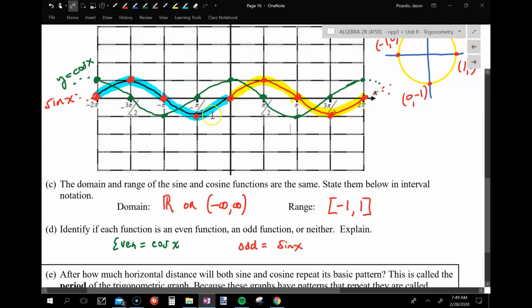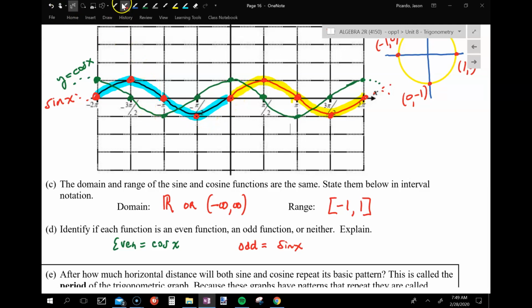Okay. Now, what if I looked at my green graph instead? Let me get rid of my highlight, and let me highlight my green graph for a moment.